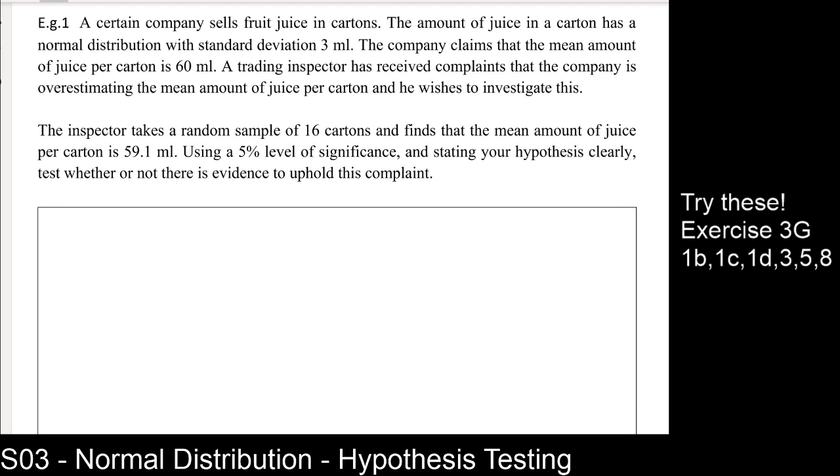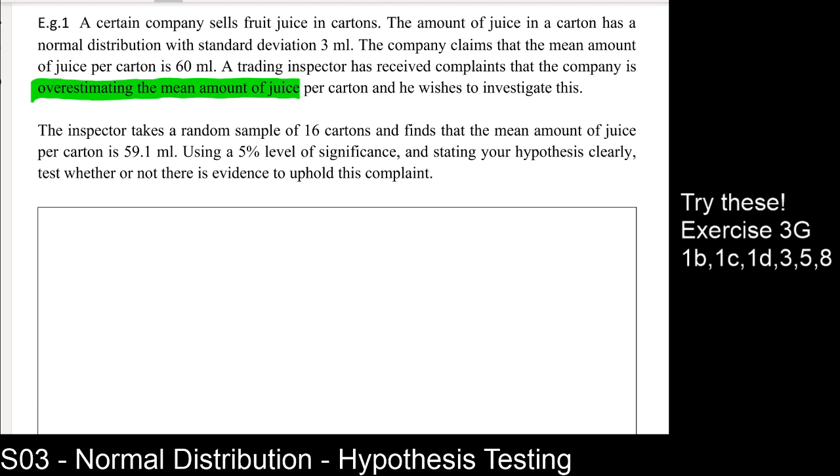So we've got a company that sells fruit juice in cartons. The amount of juice in a carton has a normal distribution with a standard deviation of 3 millilitres. The company claims that the mean amount of juice per carton is 60 millilitres. A trading inspector has received complaints that the company is overestimating the mean amount of juice per carton, and he wishes to investigate this. So the key thing here is we're overestimating the mean.